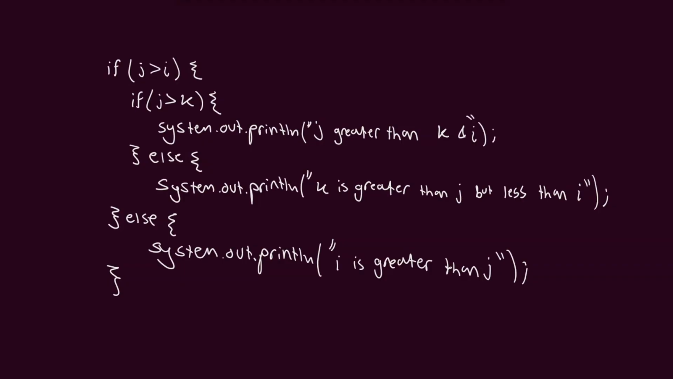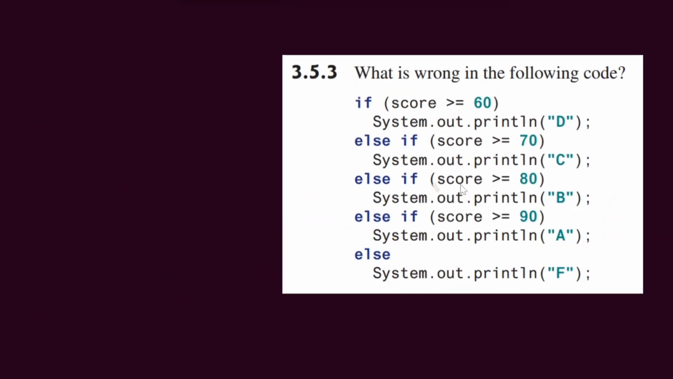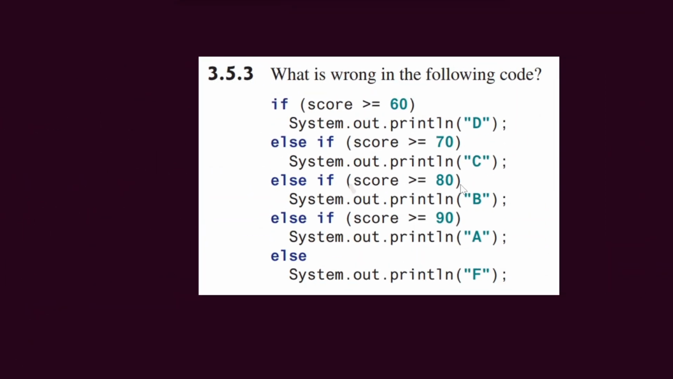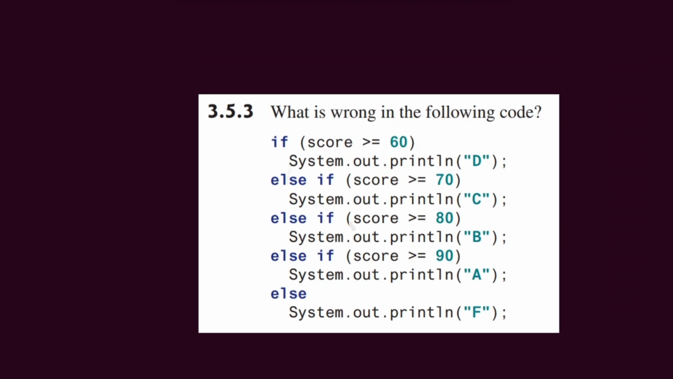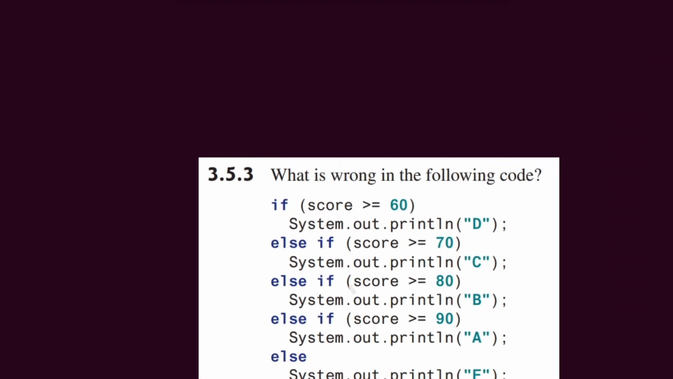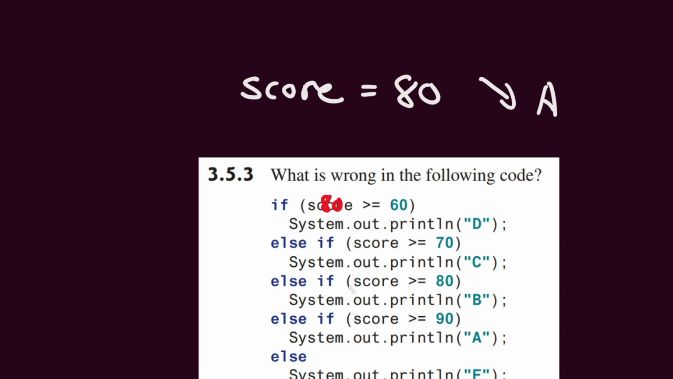Now finally, let's do a practice. Okay, so we have the following. What is wrong with this code? Let's say we have a score. Hold on, let me get my pen ready. Let's say score is equal to 80. What grade should that be? That should be an A, right? Well, let's check the first if statement. 80 is greater than or equal to 60, so it's going to output a D. But I have an 80, so why should I be getting a D?